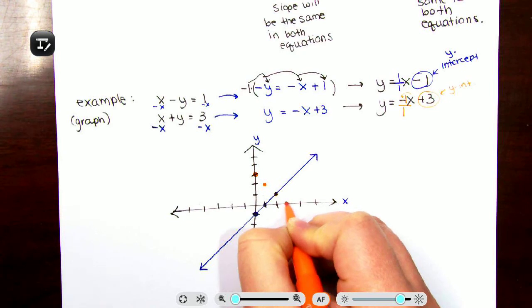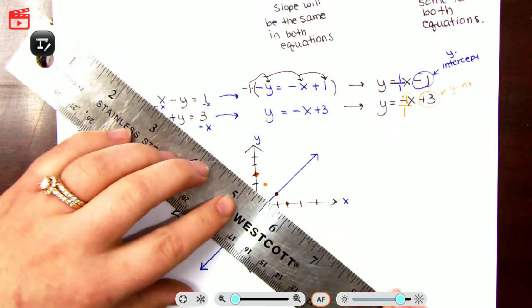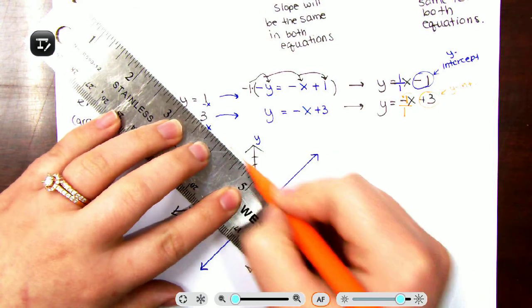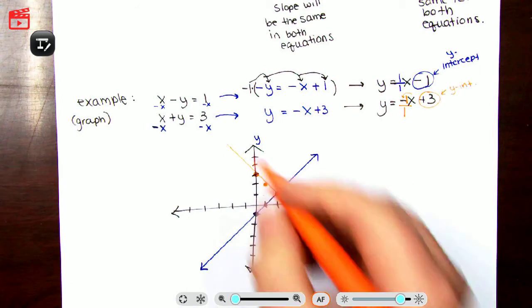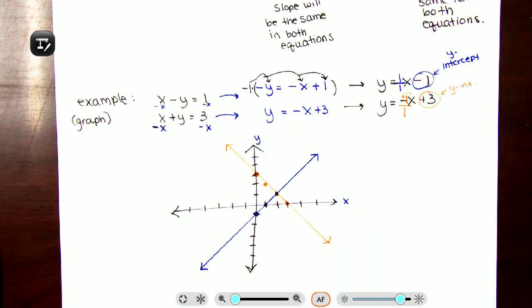And I'm super duper happy because I already see that I'm going to have one solution. And my lines are going to intersect at one point. And that point is this point here.